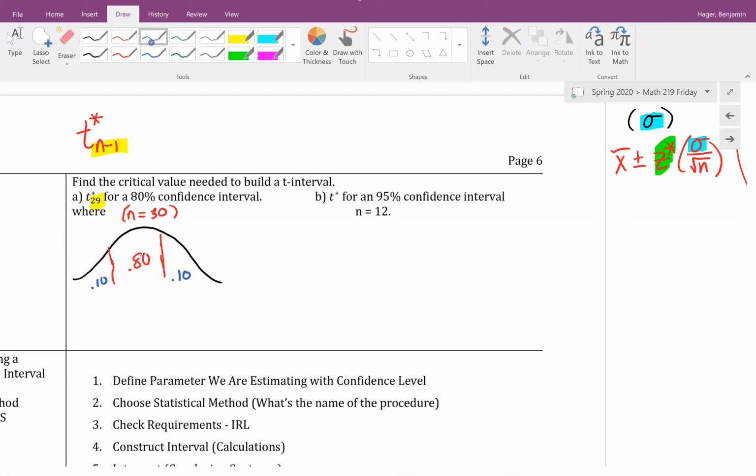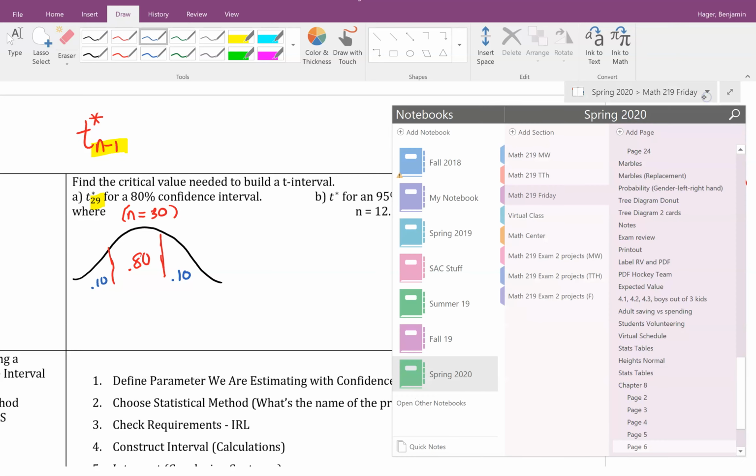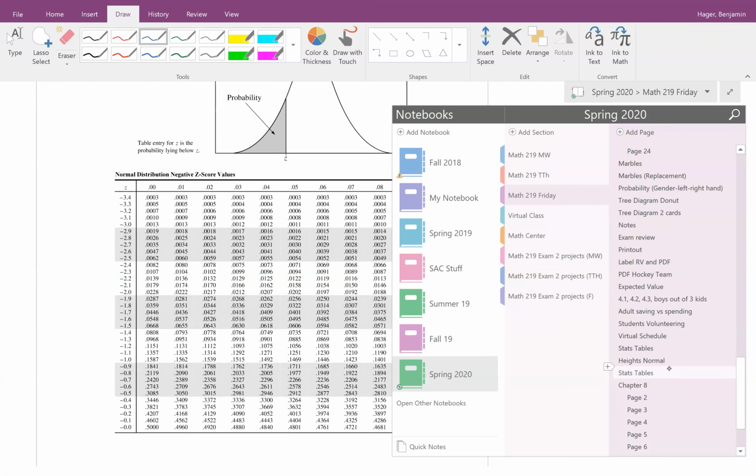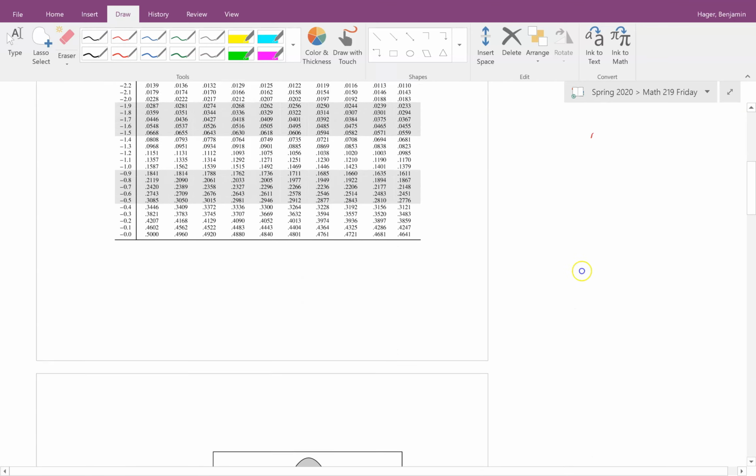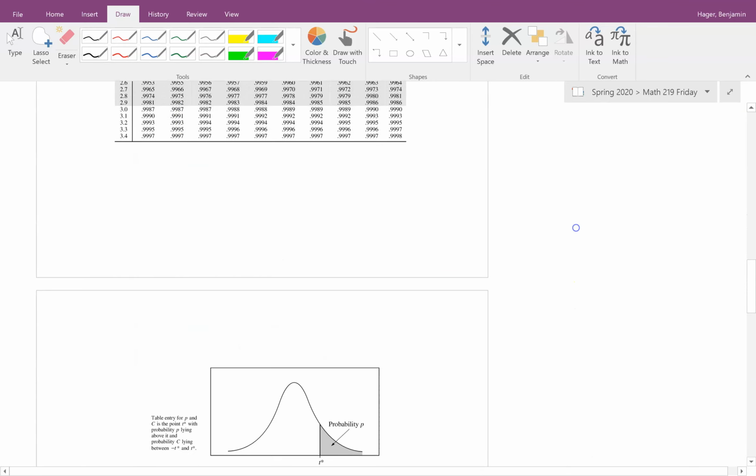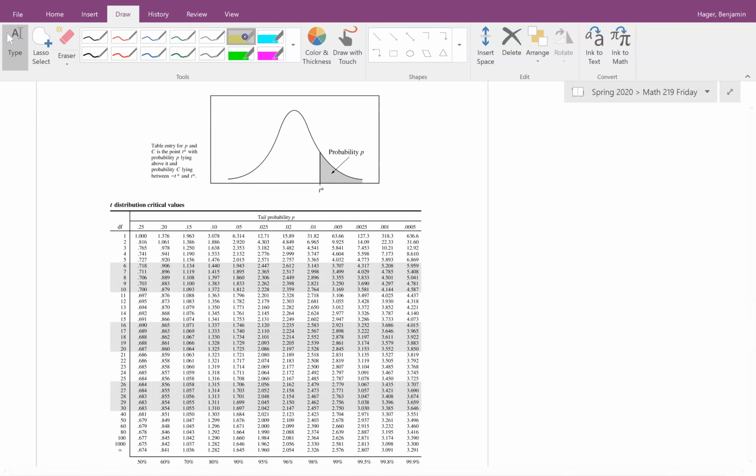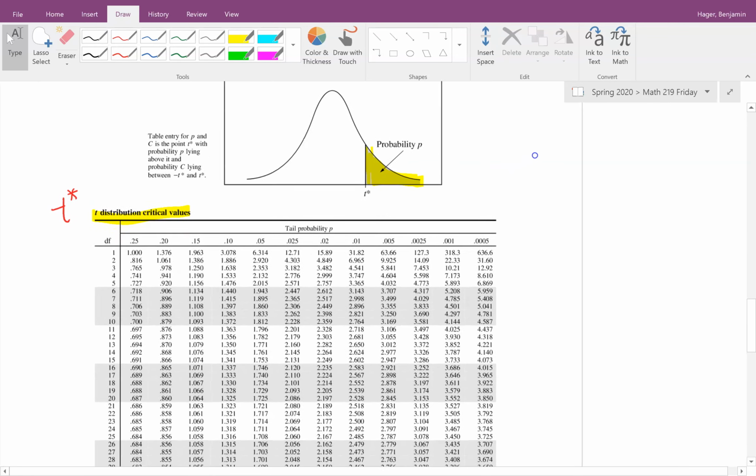Let's look at a t-table though. The t-table does operate a little differently. So let me pull up the t-table. It's also on Canvas under the file stats tables. So you'll have to scroll down through the z-tables and into a t-table. T distribution critical values. So these are your t star values. Now this is a little different because if you notice from the picture, these are actually telling me right area. Remember, the z-scores tell me left area. So that's one thing to pay attention to.